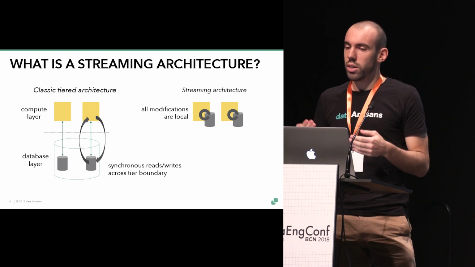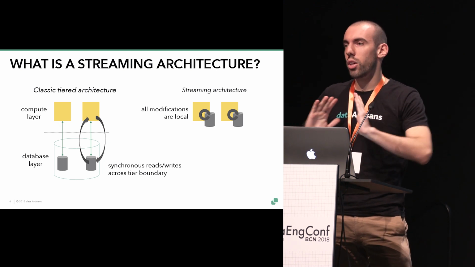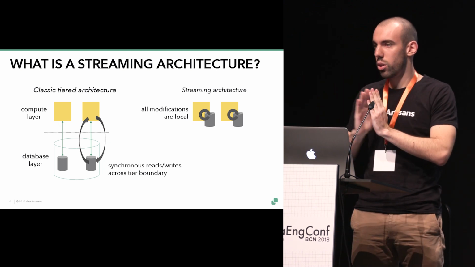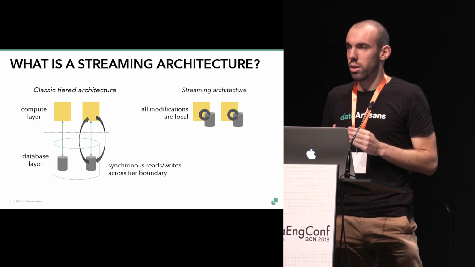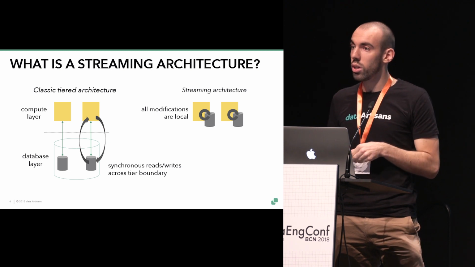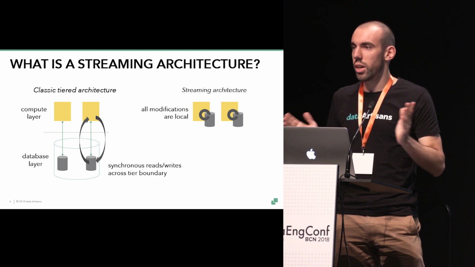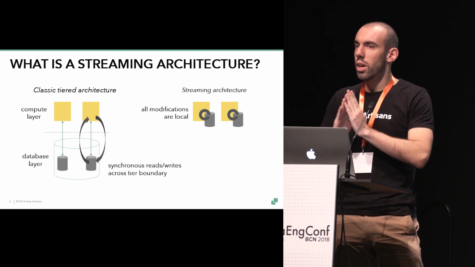And in the streaming architecture, we couple the computation and the state very close to each other. So the data and the state are next to each other. That means modifications are local, and we can also scale out and scale in the computation and state at the same time.